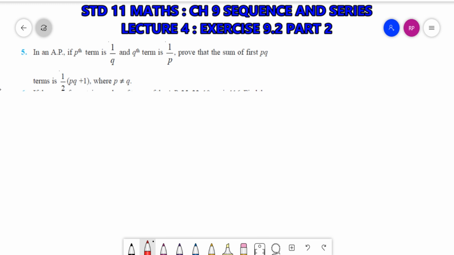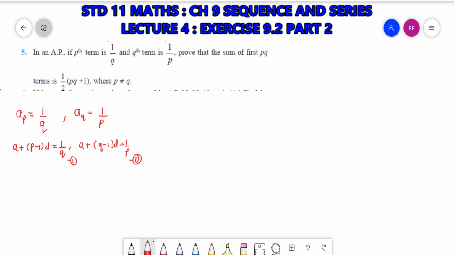It's given that the pth term is 1 by q, meaning AP equals 1 by q. And the qth term means AQ equals 1 by p. Let's use the formula for the nth term, a plus (n minus 1)d. So here it will be a plus (p minus 1)d equal to 1 by q, and a plus (q minus 1)d equal to 1 by p. This is equation 1 and this is equation 2.